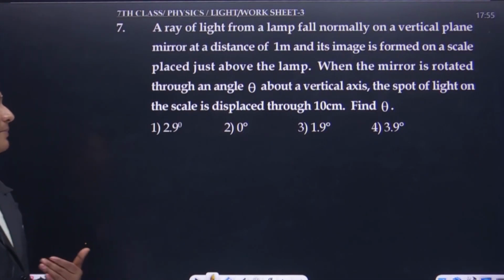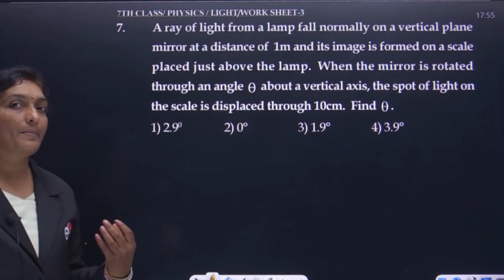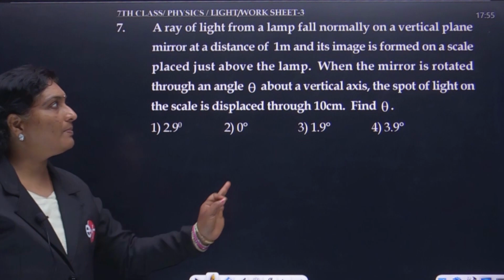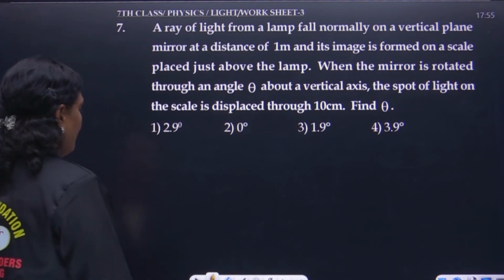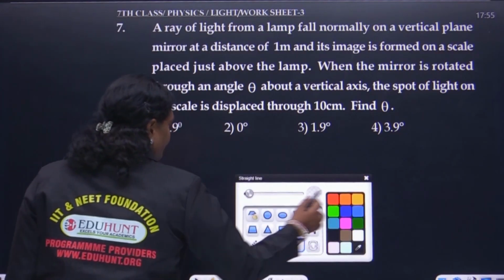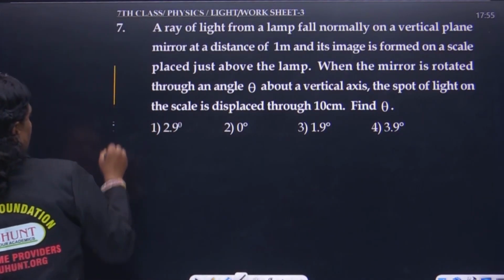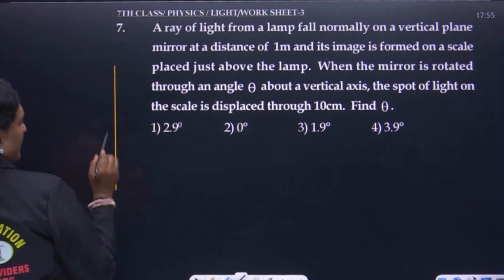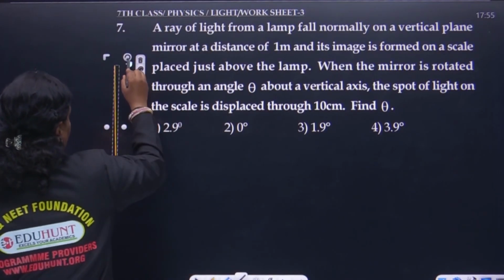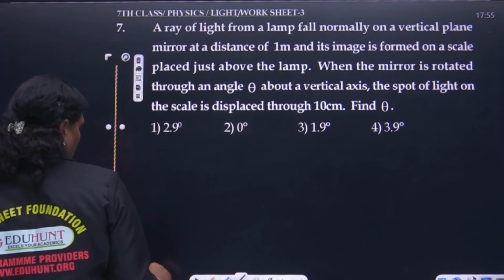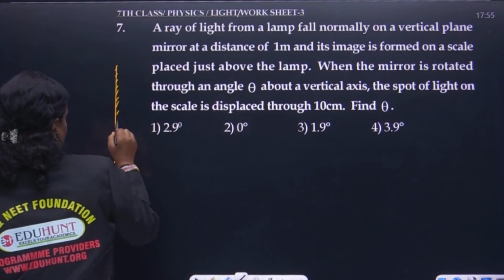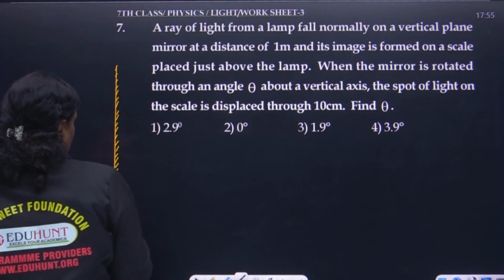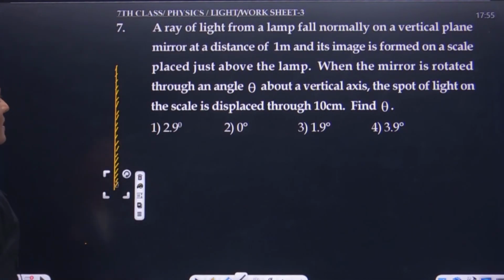A ray of light from a lamp falls normally on a vertical plane. So first of all, let us consider that vertical plane. Here we go. Consider a vertical plane mirror. This is the given vertical plane mirror.